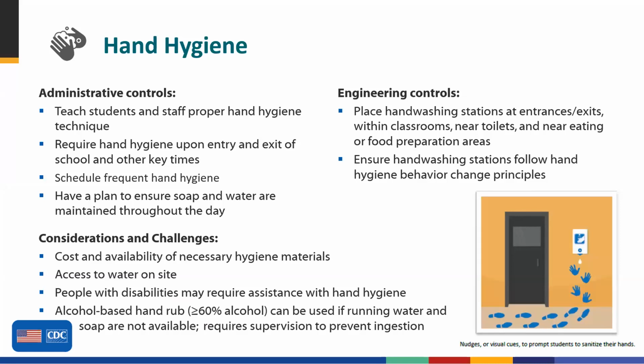Considerations and potential challenges include the cost and availability of hygiene materials, and I'll talk in a second about low-cost hand washing station options. If there's no water on site, schools can try to work with the parent community to bring water to the school for hand washing. A note that people with disabilities might need assistance with performing hand hygiene properly. And also, although hand washing with soap and water is the least expensive option, using alcohol-based hand rub with at least 60% alcohol is also an option, although students should be supervised to make sure they use it properly.